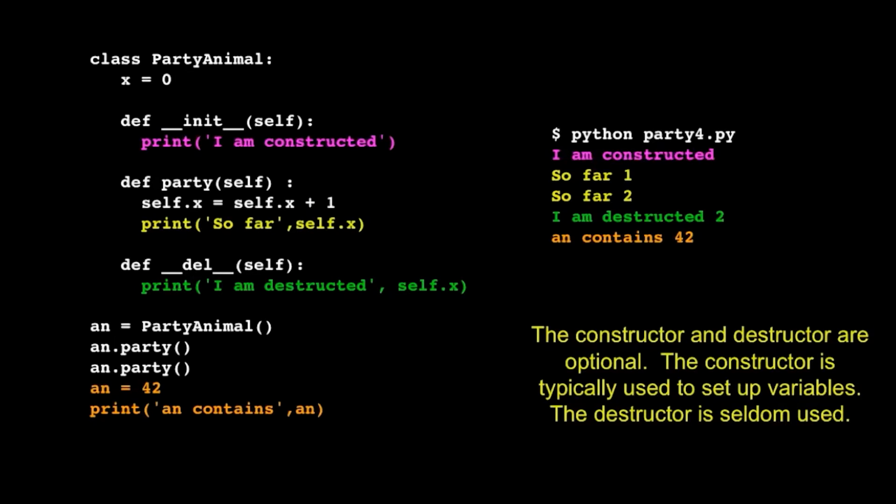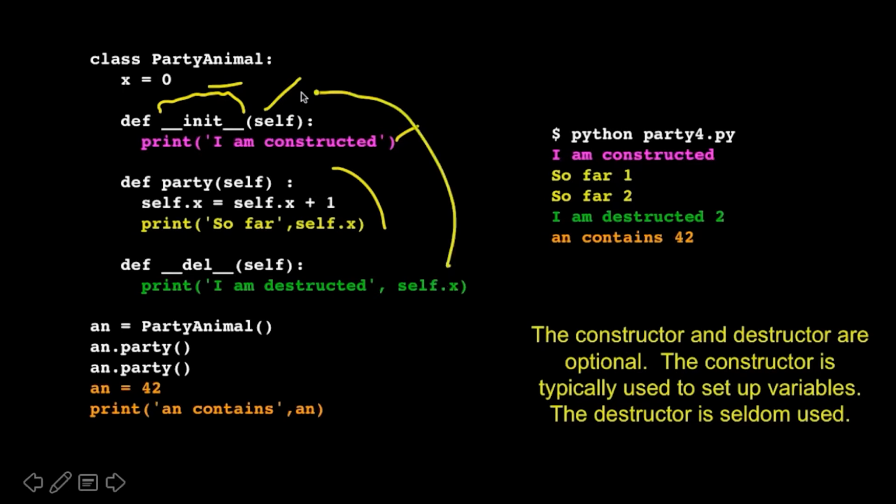So here's a bit of code that we've got. It's our party animal, and a lot of it is the same as what we've been doing so far. We have this variable x, and the constructor has a special name, underscore underscore init underscore underscore. Again, we pass in the instance of the object, self. And in this one, all we're going to do is print out that you're constructed. And here's this code that we've had before, and now we have underscore underscore del, and then we pass in self, and we'll just print out that we're being destructed and what the current value of x is for that particular instance.